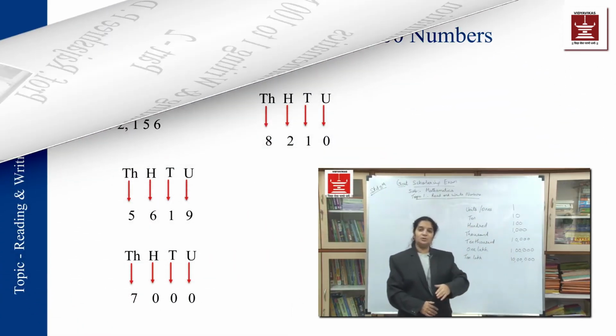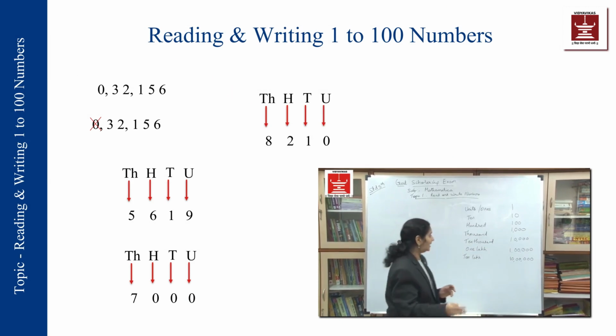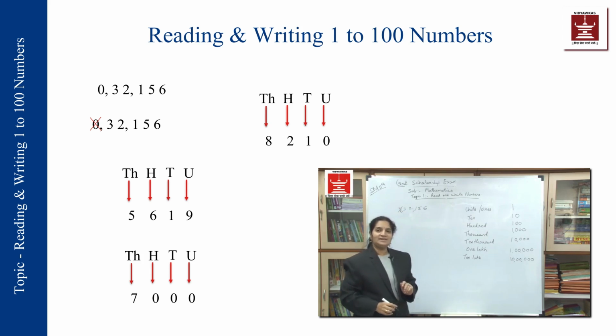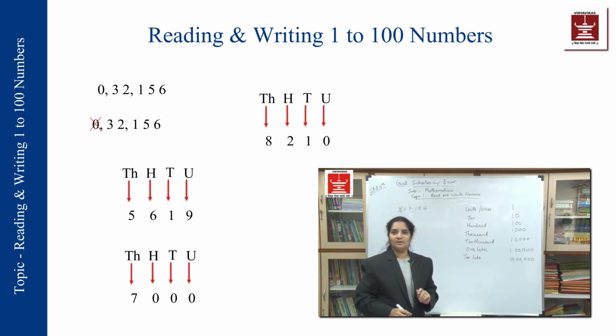But if I have a 0 before it, that means if the number would have been 0, 3, 2, 1, 5, 6, I won't call this a 6-digit number. When I put a comma, you will see that after 3, first comma, after 2, second comma. That means this 0 has no value. A 0 on your left-hand side has no value.